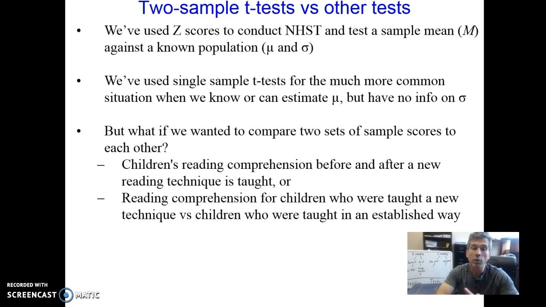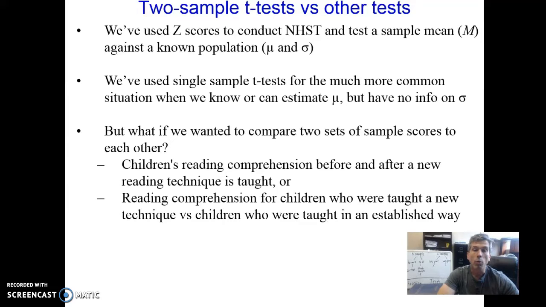There's a couple different ways we could approach this. Let's say, for example, that we were interested in measuring kids' reading comprehension at a school. We want to try to make them better readers. There's a couple different ways that we could create 2 samples of scores that would let us make that comparison. First, we could take the same group of kids. We could measure them before we do anything at all, and then give them a new reading technique that we hope is going to improve their comprehension, then measure again afterwards.